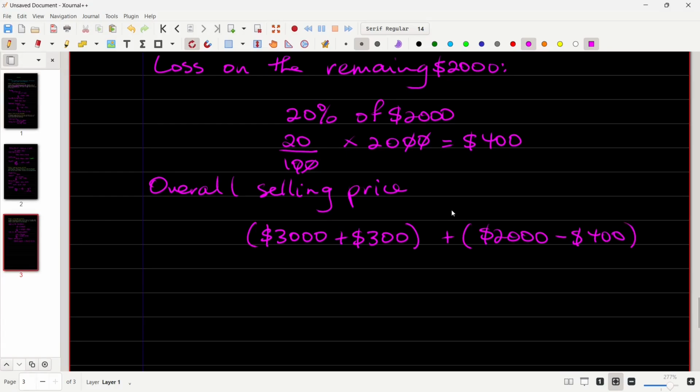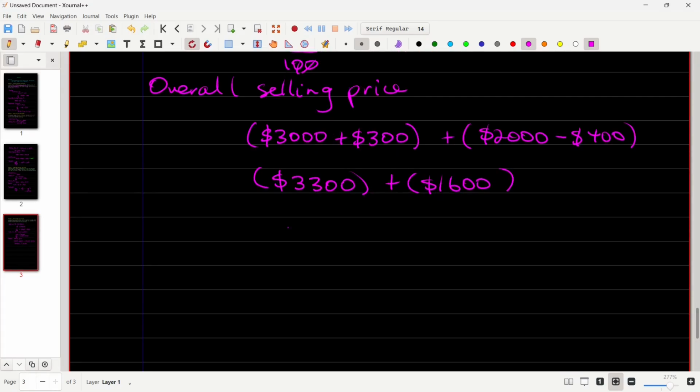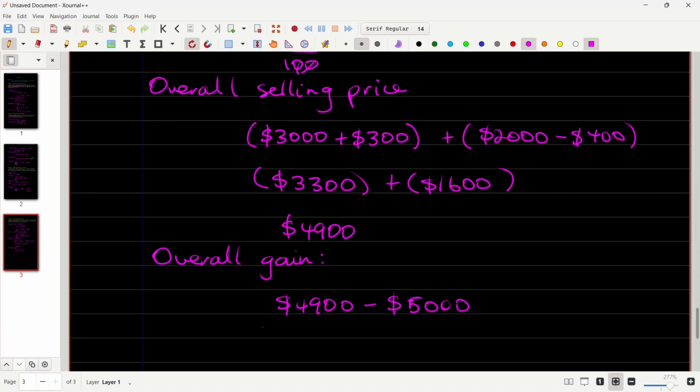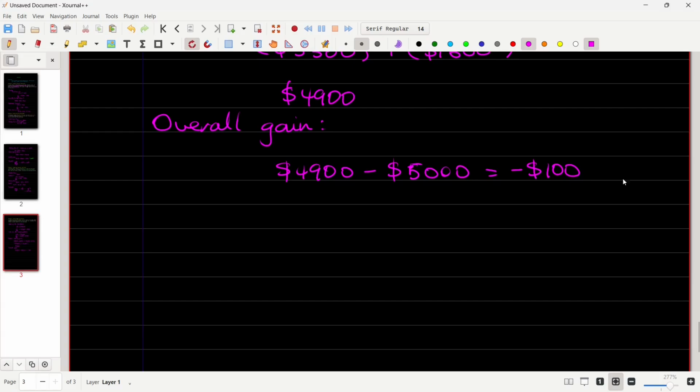All right, and this total here would come down to what? This is 3,300, and then this here is 1,600. Then I'm going to add these two together and I get $4,900. So that is the overall selling price, right? If that is the overall selling price, then the overall gain would be the selling price, which is 4,900, minus your initial cost, which is 5,000. We're going to get a negative $100, so negative meaning that we had a loss, and it's a loss of $100.